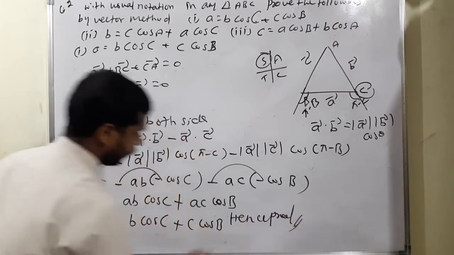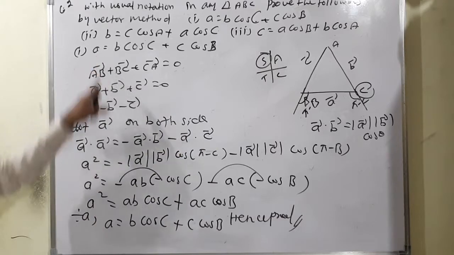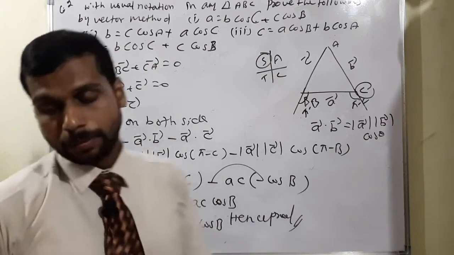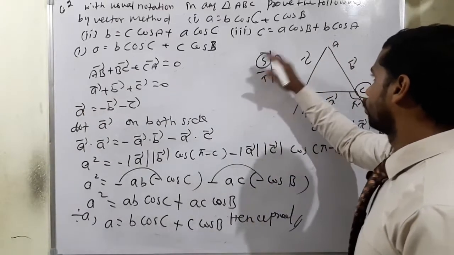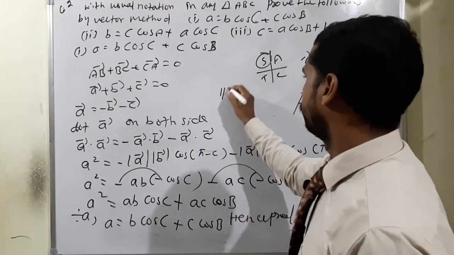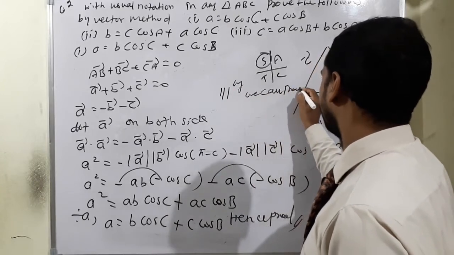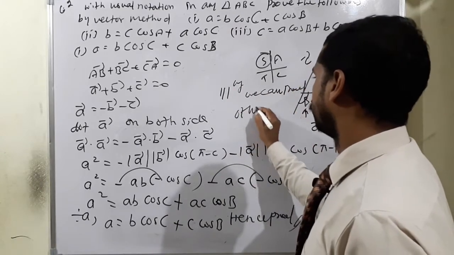So, hence proved. Look at there. A is equal to B cos C plus C cos B. So, hence proved. So, similarly we can prove subdivision 2 and 3 results also.